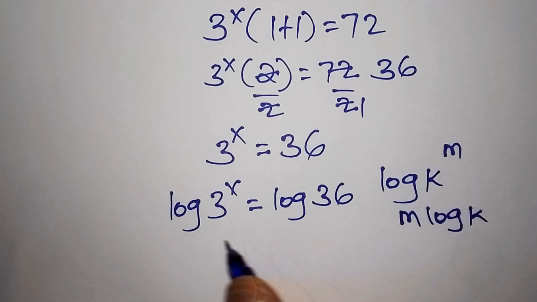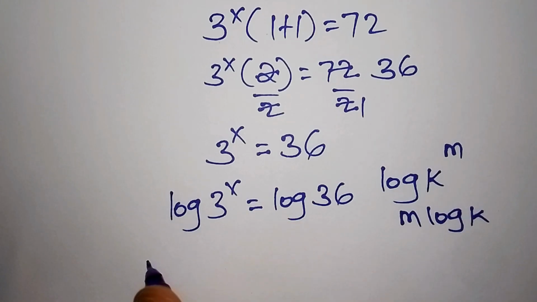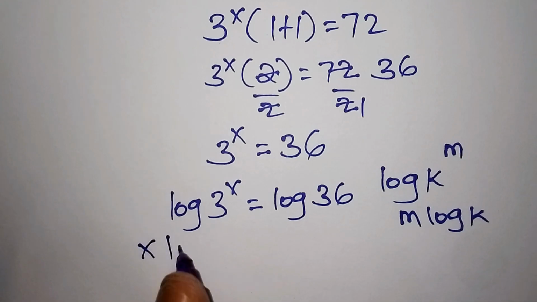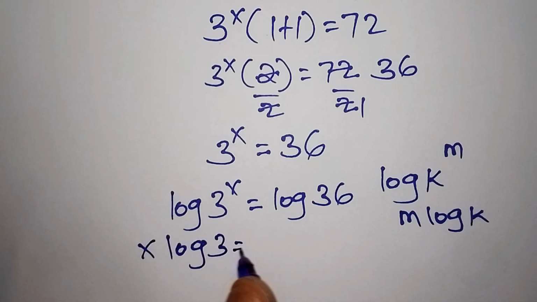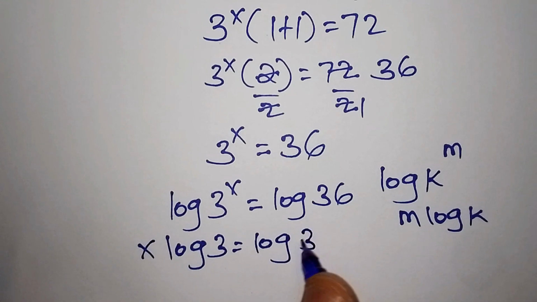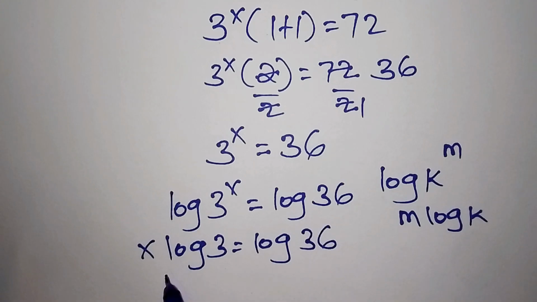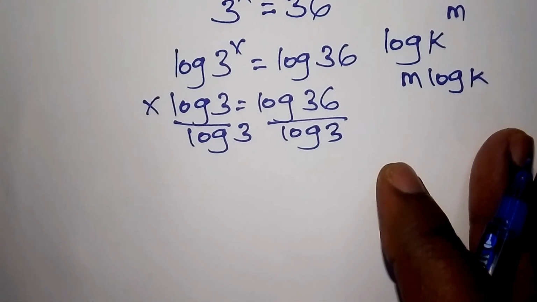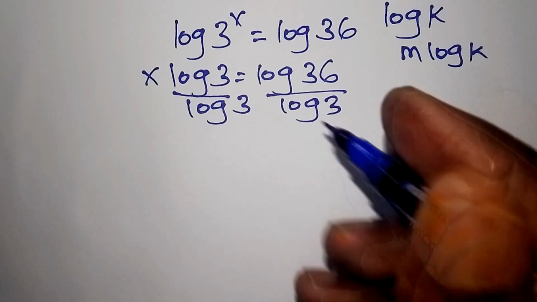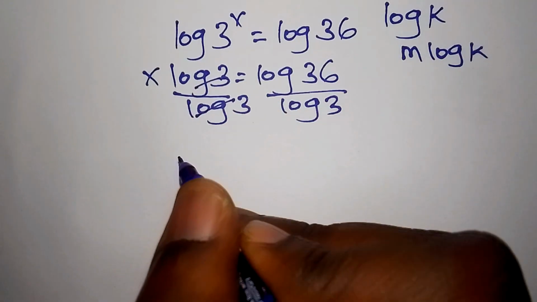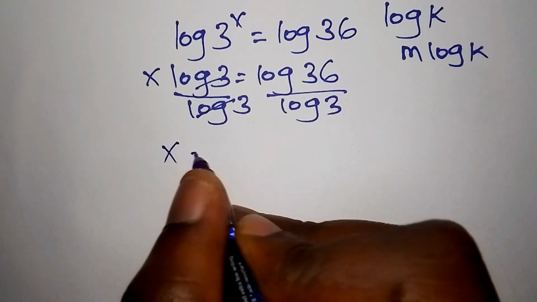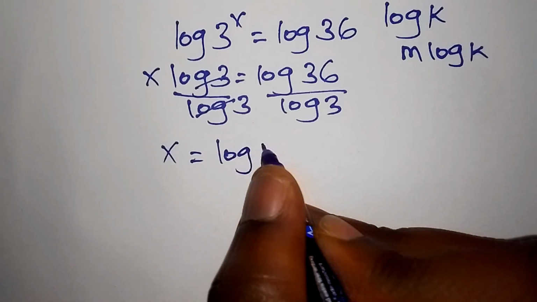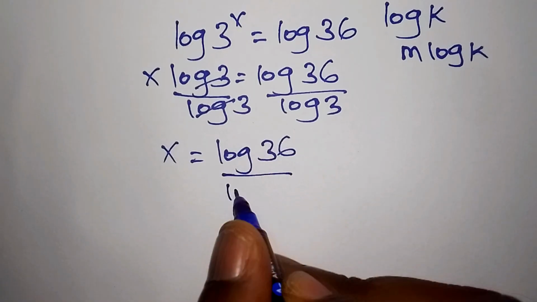So meaning that the log of 3 to the power of x, we shall now write it as x, the log of 3, which is equals to the log of 36. Now for us to remain with the value for x, divide both sides by the log of 3. So that now log 3 and log 3 shall cancel, so that now the value for x shall be equals to the log of 36, all over the log of 3.